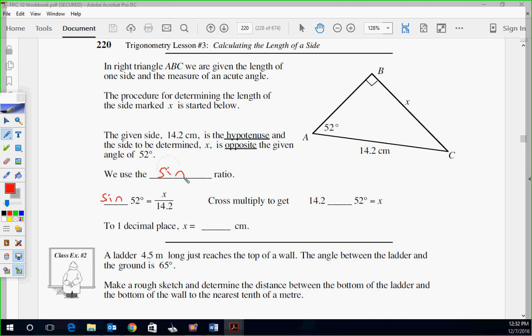Okay, what are we solving for here? X. So keep that in mind. It's X divided by something. How do I get rid of that something? Multiply. That's why they multiplied here. They actually have sine there, because 14.2 times sine 52 equals X. So we just multiplied the 14.2 to both sides. Please put that in your calculator now. Make sure your calculator's in degree mode. In your calculator, you're putting 14.2 times sine 52.